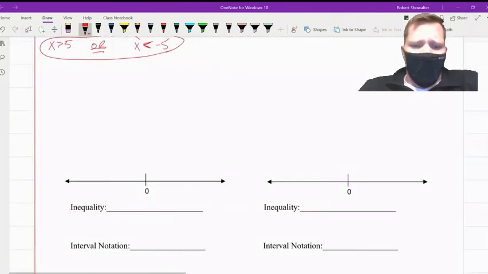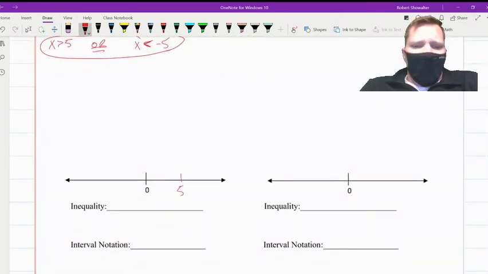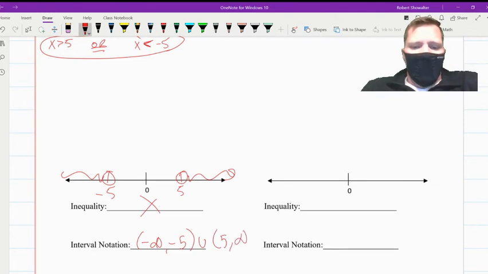When we turn around and graph that, we have x is greater than 5, x is less than negative 5, and our interval, negative infinity to negative 5, union 5 to infinity.